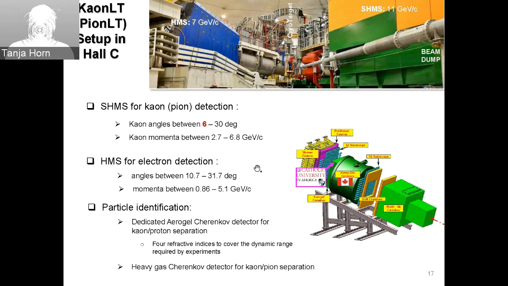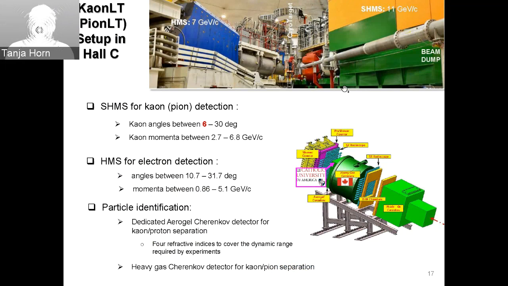But the point to see is that if you look at these two angles, 6 degrees and 11 degrees, the smallest angles, if you happen to take data at those, there's pretty much not much separation between the spectrometers in this top photograph that you see here. They're basically touching each other already. So it's quite scary to see that in the hall.